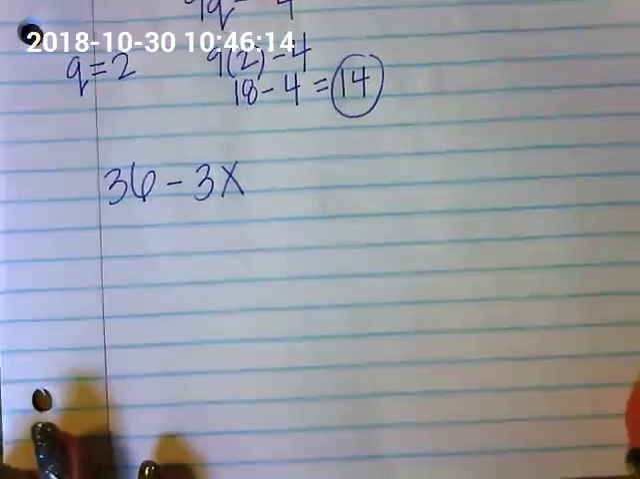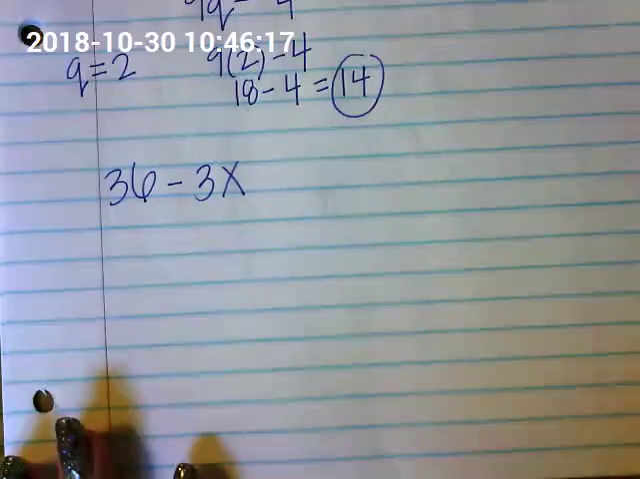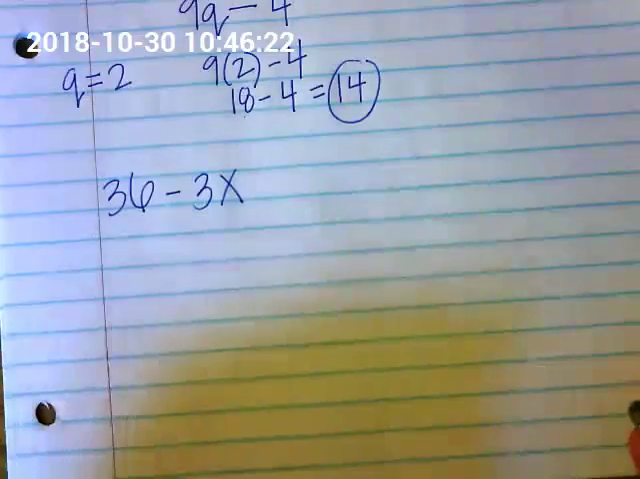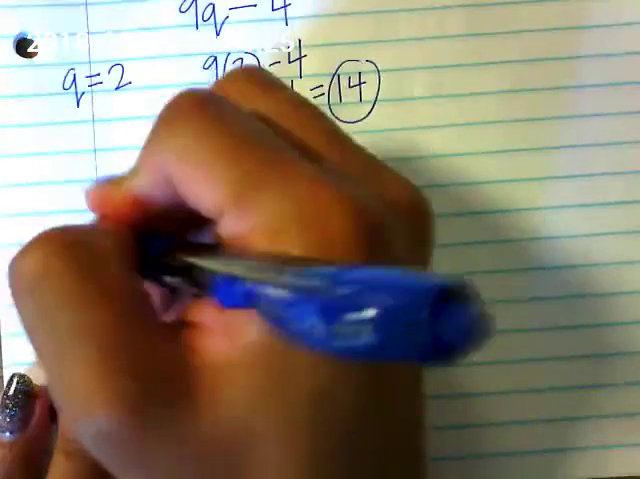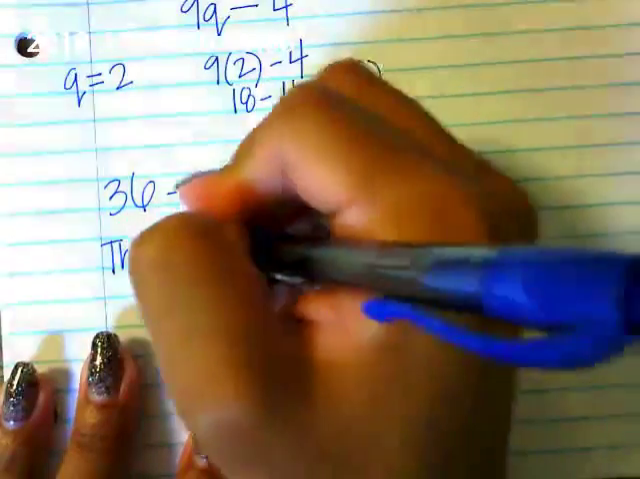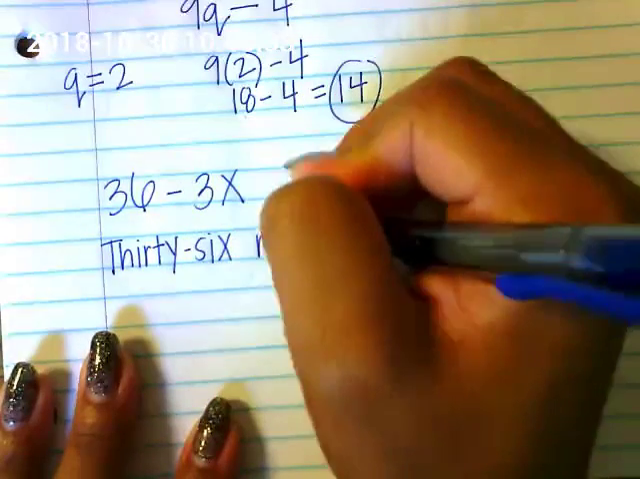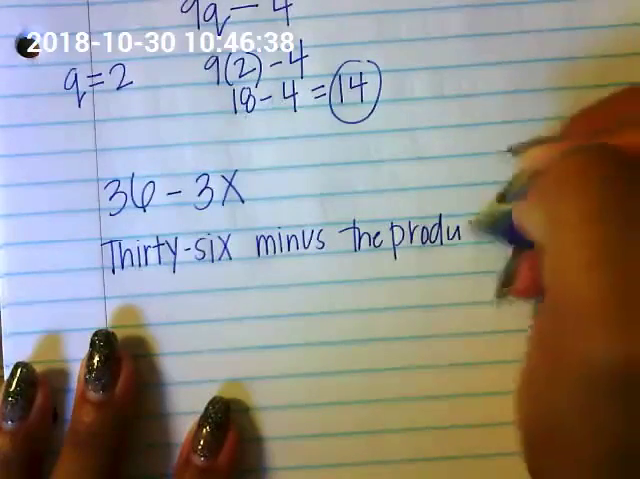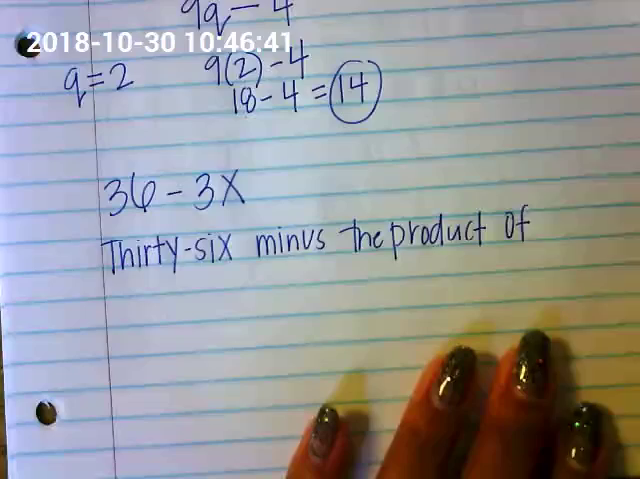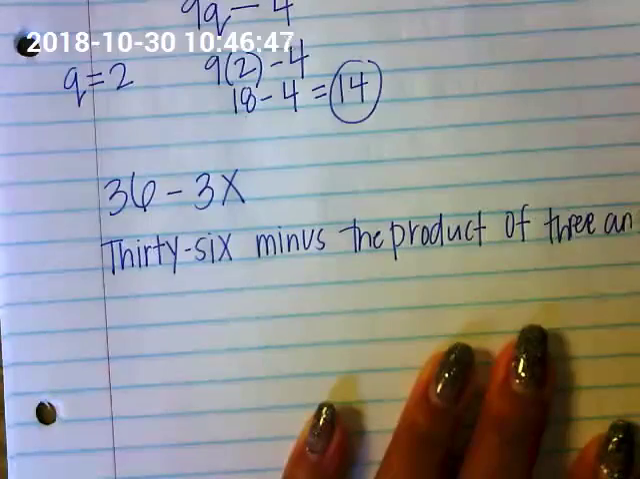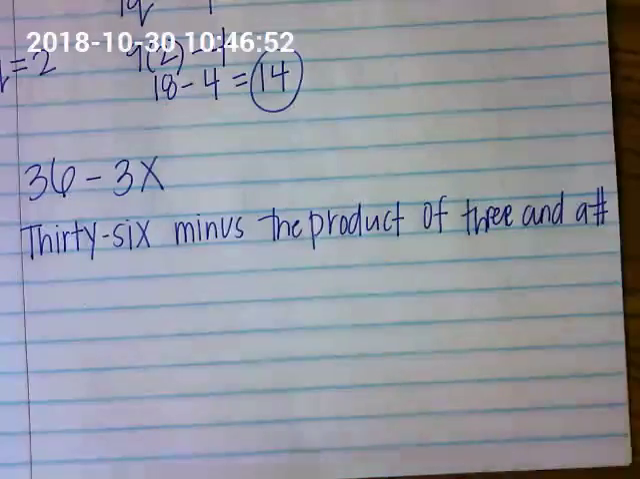All right, somebody help me. Bren? I said 36 minus the product of 3 and x. All right. So I will write in a second. 36 minus the product of 3 and a number. 36 minus the product of 3 and a number.